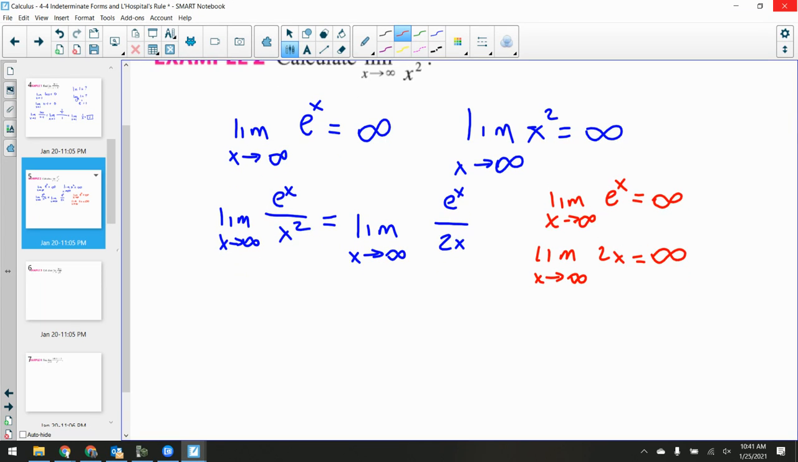Well, in this case, since it's another indeterminate form, I can use L'Hopital's rule again. All right. So that means I've got the limit as x goes to infinity of the derivative of e to the x, e to the x, over now just 2. And that I can compute. Because now it's no longer infinity over infinity. What is it? It's infinity over 2, which is still just infinity. Even though it's divided by 2, it's still going to increase to infinity.